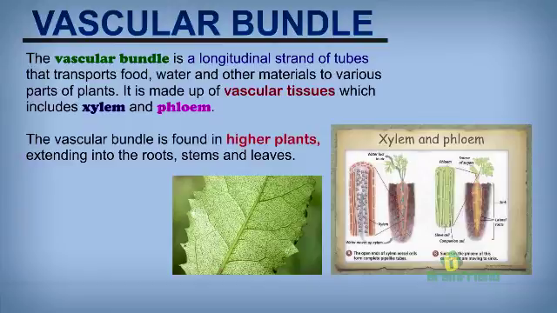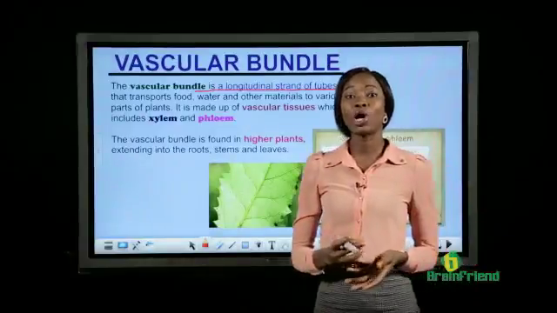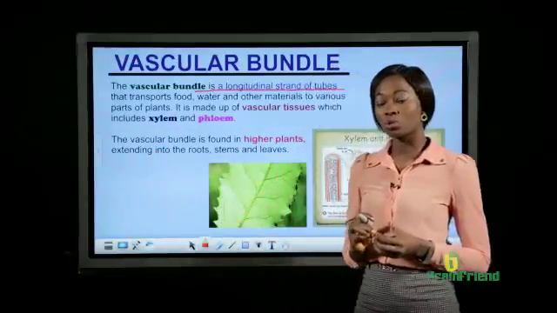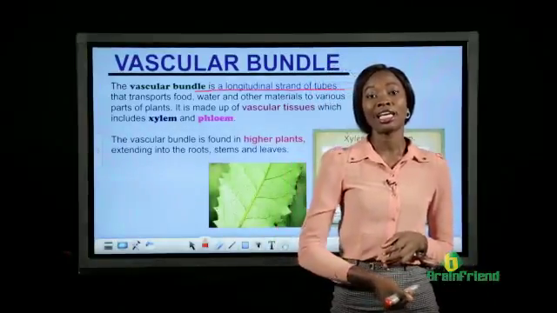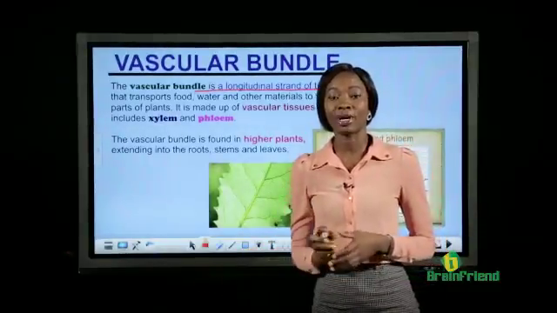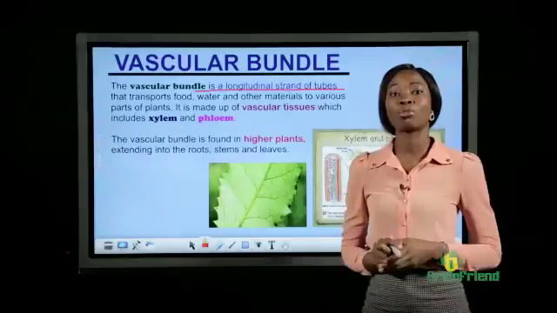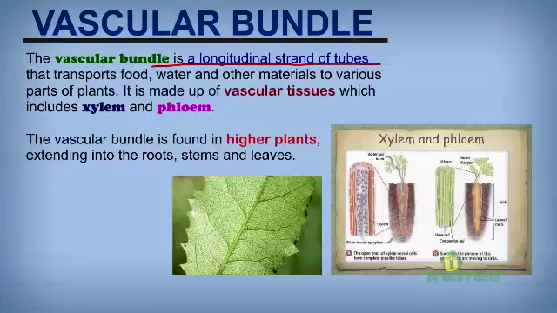The vascular bundles are a longitudinal strand of tubes. I will say it's like a long band of tubes. You can think of the vascular bundles like a water hose, you know, a water hose you use in connecting or sending water to different parts of an area. So think of the vascular bundles as a water hose, a long tube transporting fluid from one part of the plant to the other. Vascular bundles transport food, water, and other materials to various parts of plants.